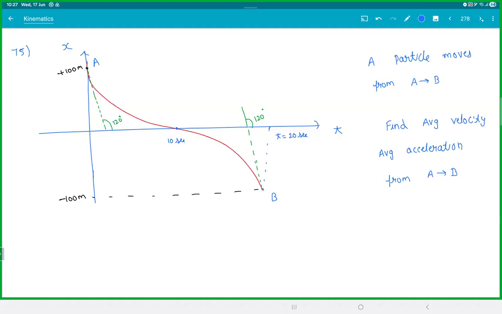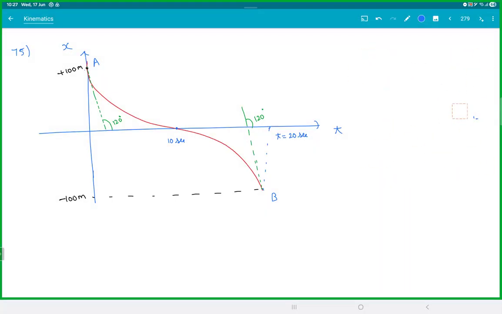Any answers? Always go with the definition. Ask yourself, first of all, what is average velocity? Average velocity is displacement by time. Average velocity is x final minus x initial by time. I really don't care about the curve.